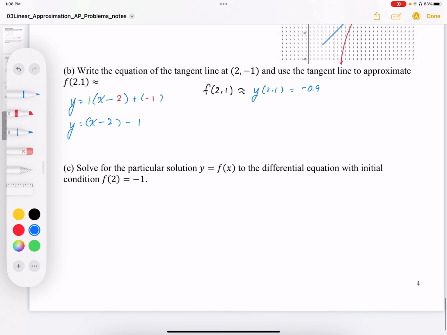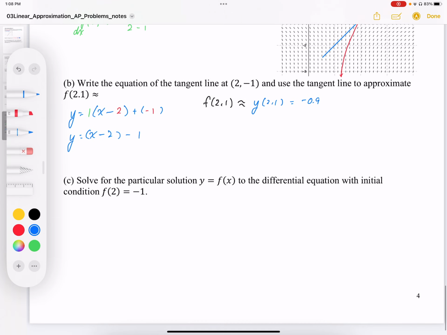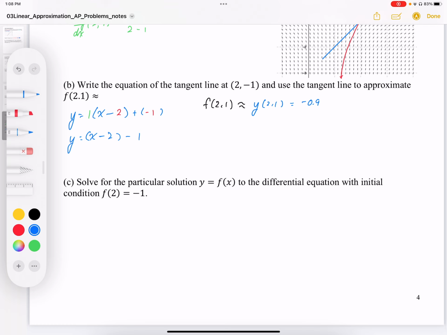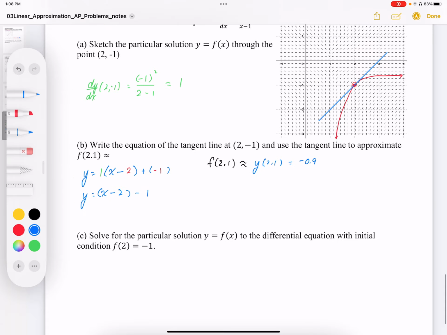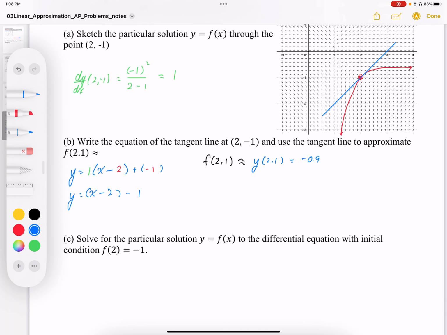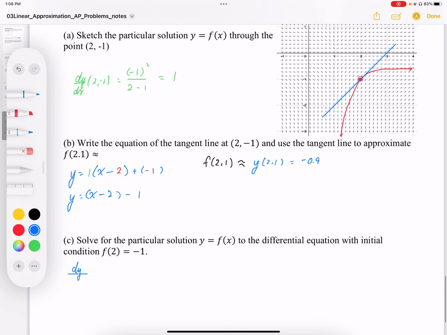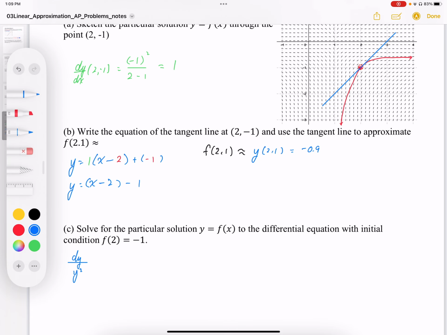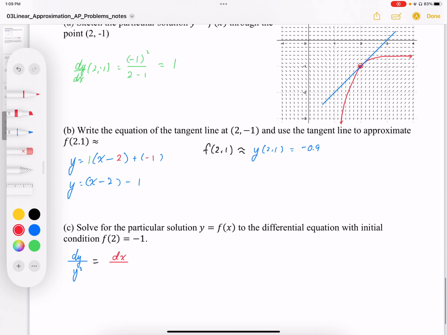For part C, it says solve for the particular solution y equals f of x to the differential equation with the initial condition (2, -1). So I'm going to separate and integrate this expression. My dy's I'm going to keep with my y. So dy over y squared, separating this algebraically with multiply and divide. And then the dx is going to come up on this side, all over x minus 1.